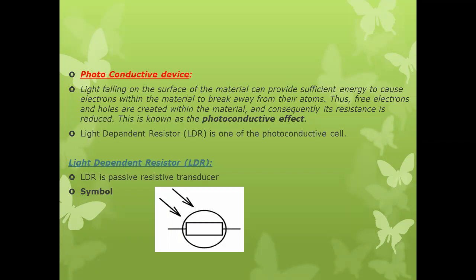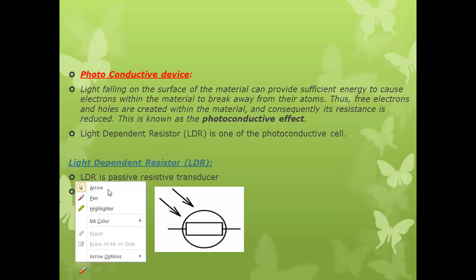See over here, whenever light is incident on the LDR, because of that light energy, electrons get separated from the atoms. That's why those free electrons will move in the external circuit, because the resistance of that material is going to reduce. So this is known as the photoconductive effect. See over here, these are the incident solar radiation.